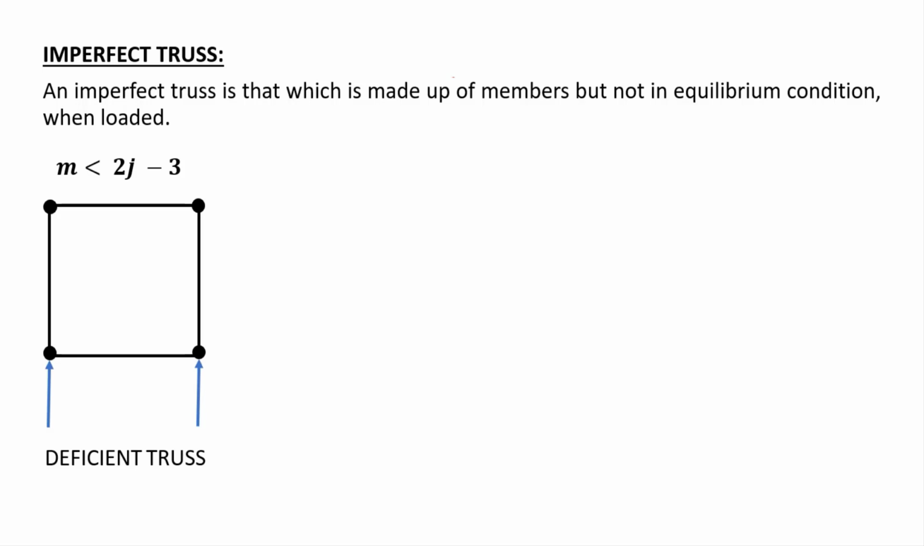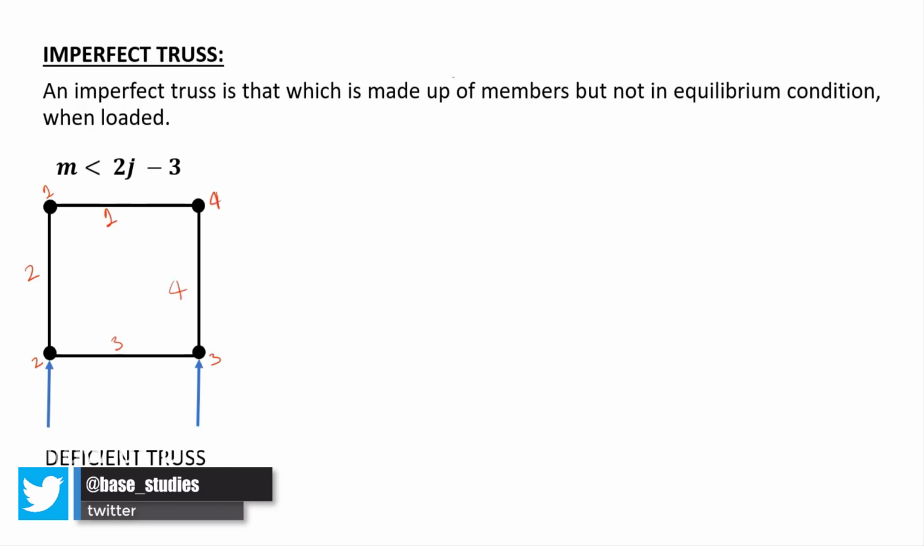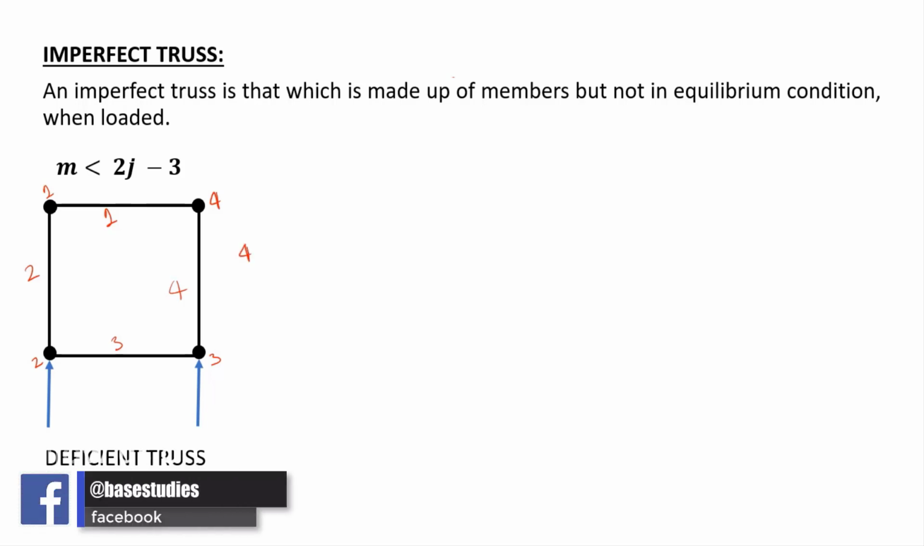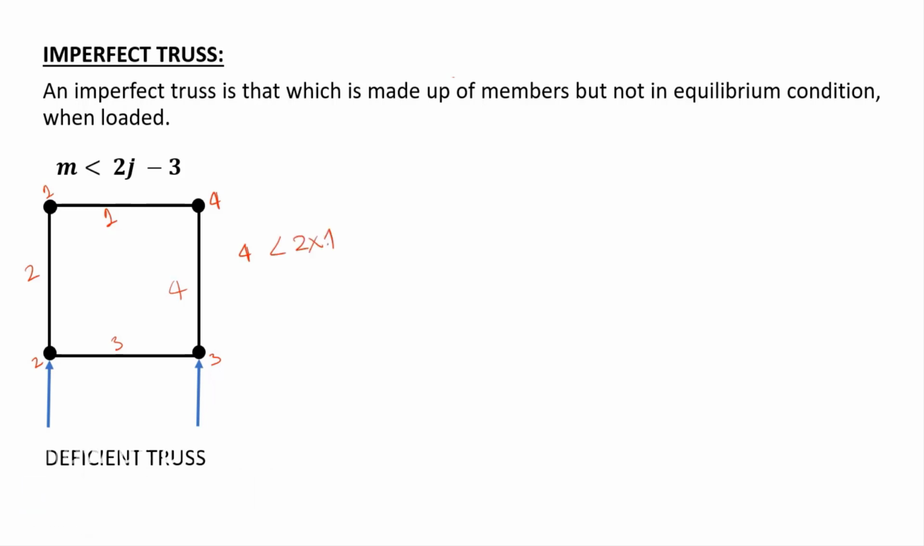Number of members, there are 1, 2, 3 and 4. 4 members. Number of joints, 1, 2, 3 and 4. 4 joints. So let's put this in the equation. Number of members are 4. Number of joints, 2 into 4 minus 3. 2 4s are 8. 8 minus 3 is 5. So clearly the equation is satisfied and the truss is the deficient one.